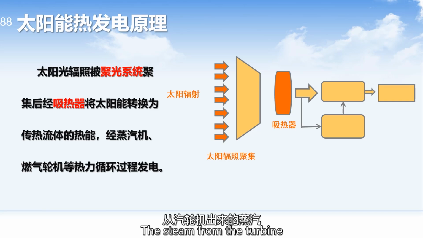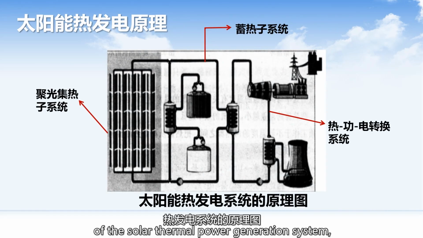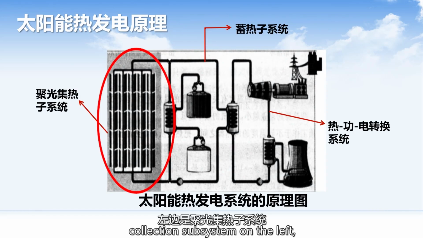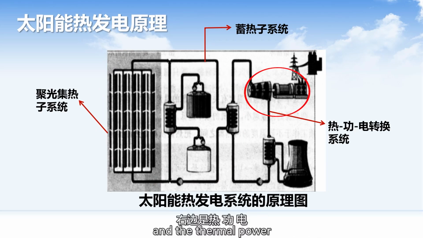The steam from the turbine condenses through the condenser and is pumped back by a water pump for recycling. The diagram shows the schematic diagram of the solar thermal power generation system, with the concentrated heat collection subsystem on the left, the heat storage subsystem in the middle, and the thermal power conversion subsystem on the right.